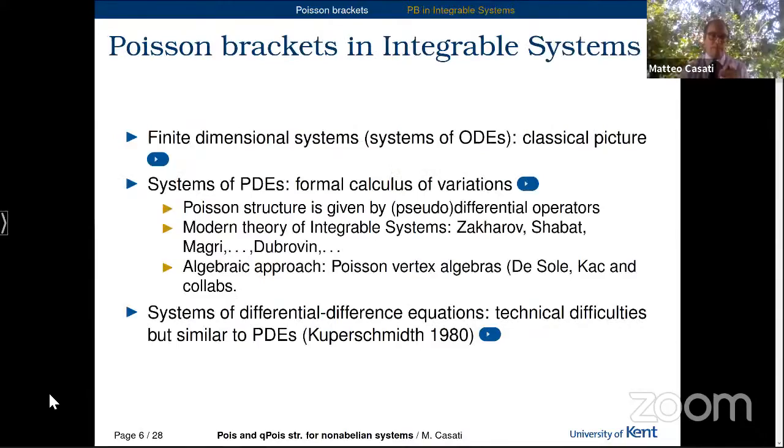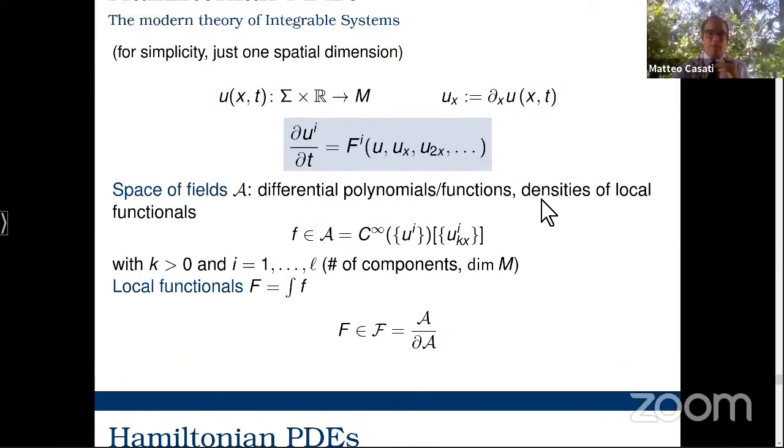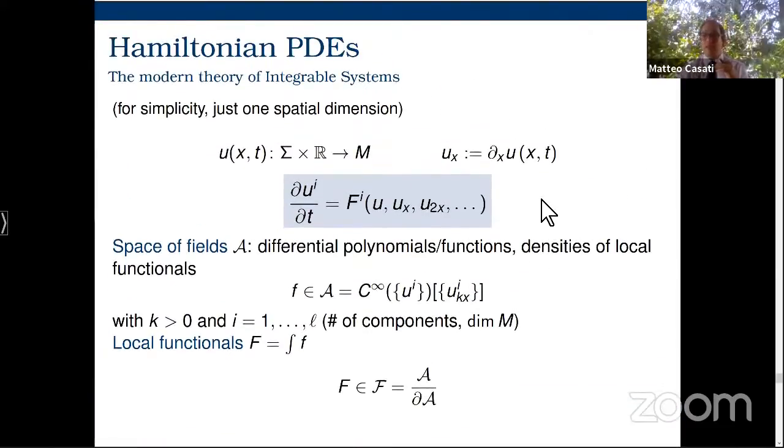I won't ever have time to discuss all of this, of course. These are three simple examples of how we use Poisson brackets in integrable systems. To enter the mindset, the most useful and still standard one is the use of Hamiltonian formalism for PDEs, which is very well known in the integrable systems community since the late 60s, early 70s.